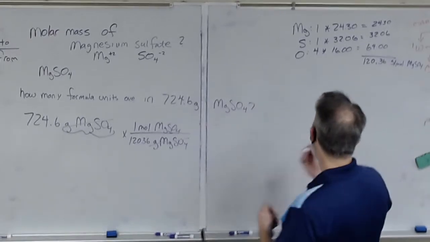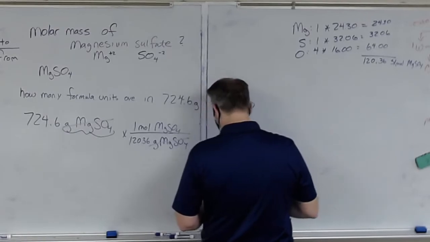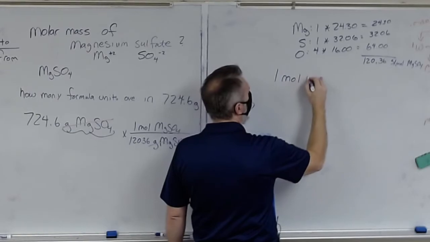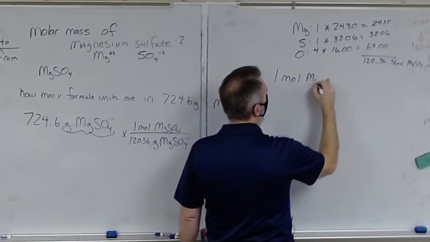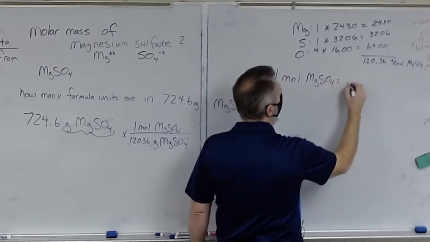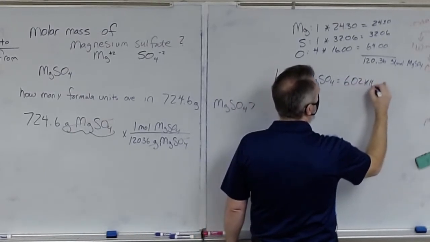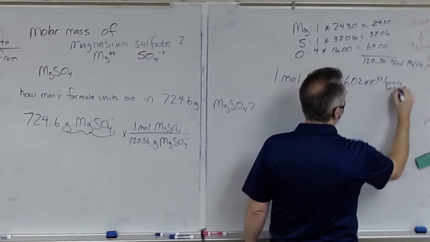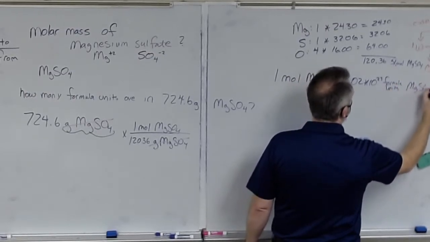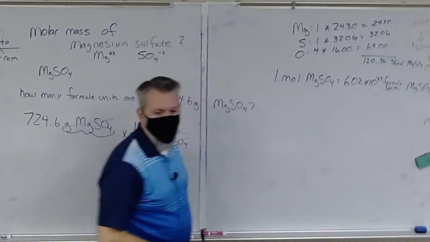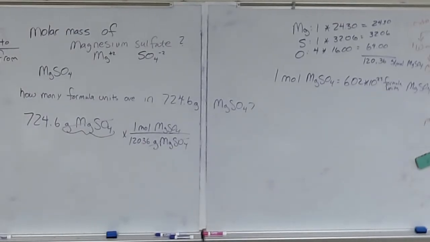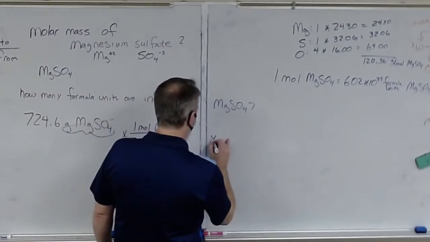Right. So I could do this. Let me use my purple here. 1 mole of MgSO4 is 6.02 times 10 to the 23rd formula units of MgSO4. That's an equality, right? So that means I can write it as a fraction.